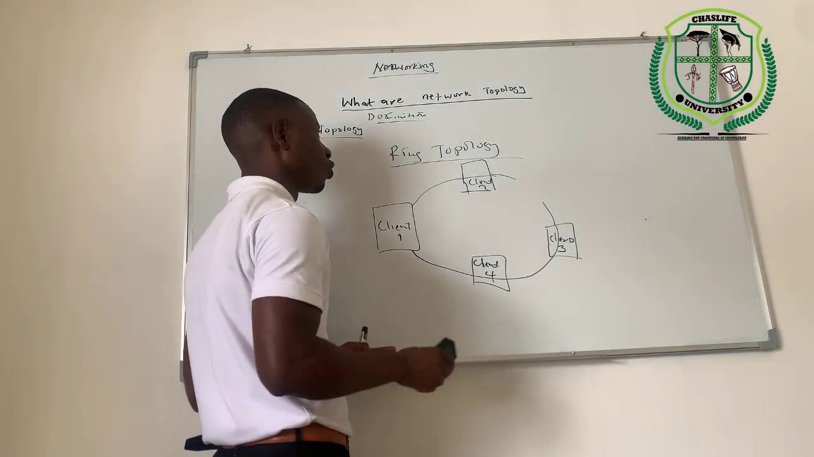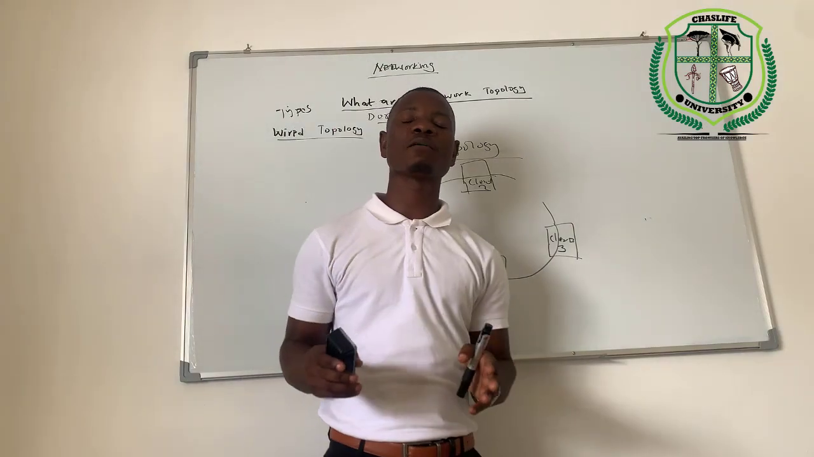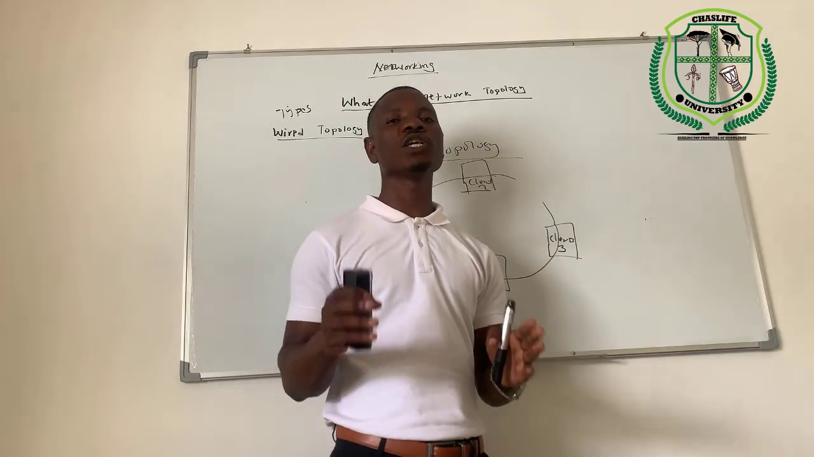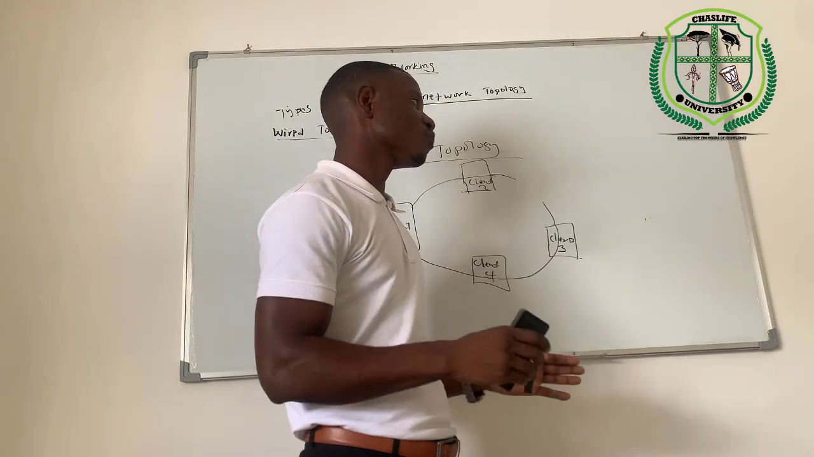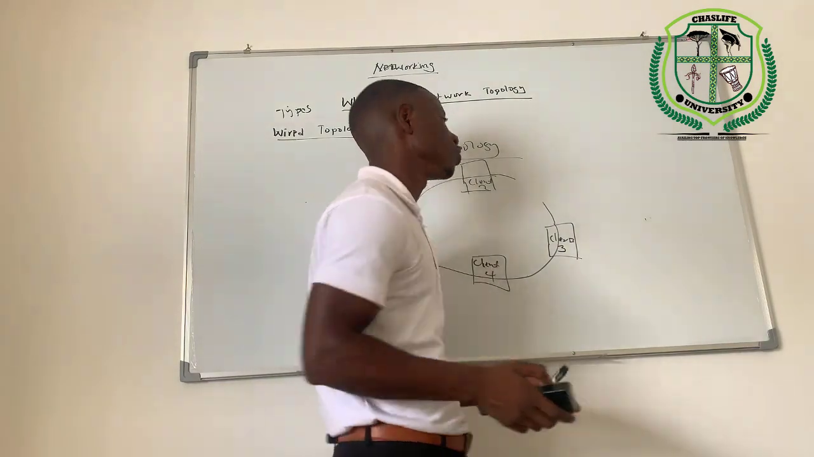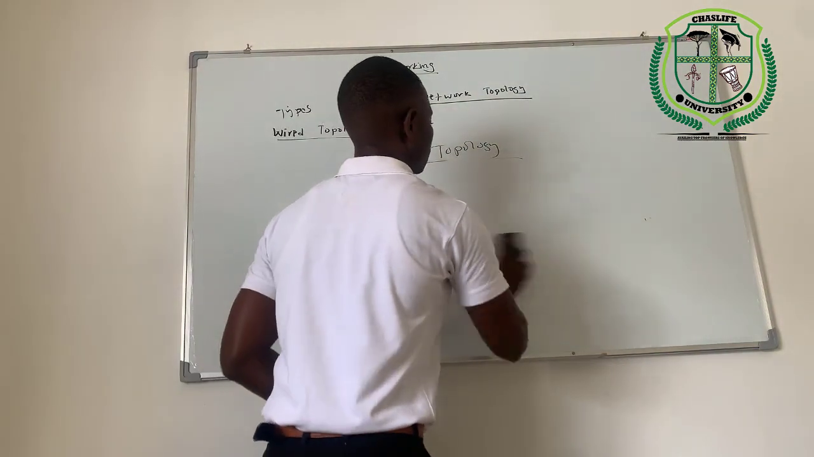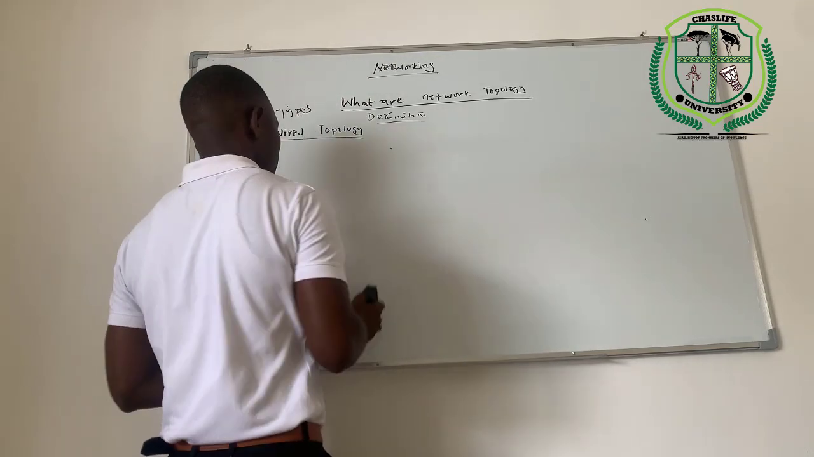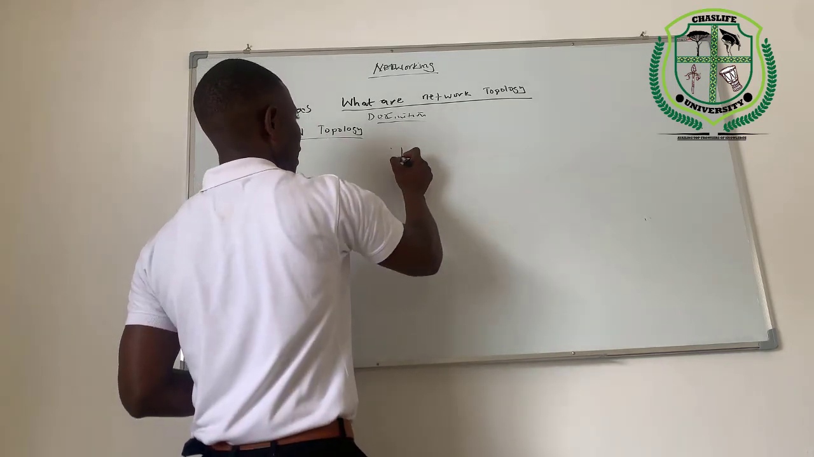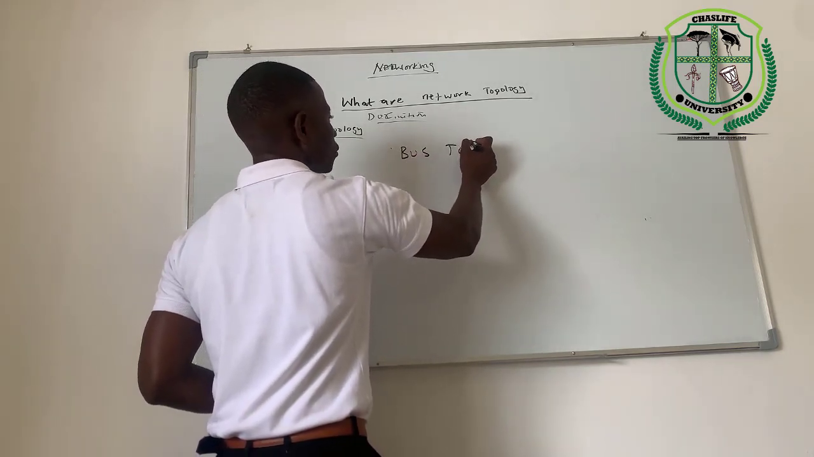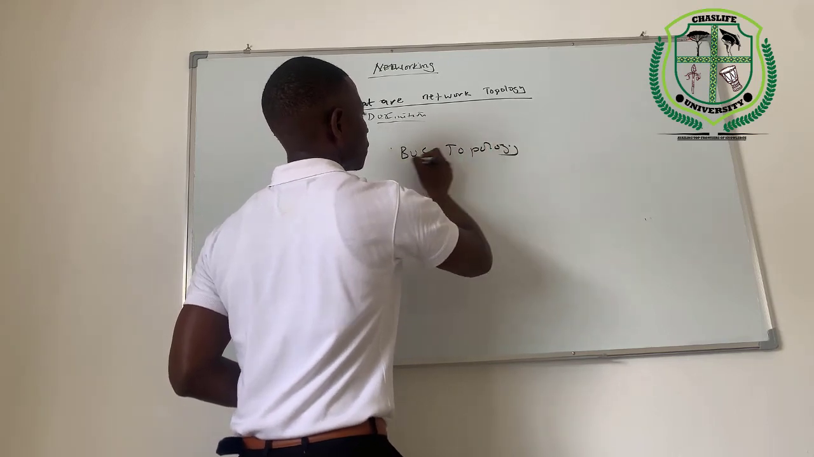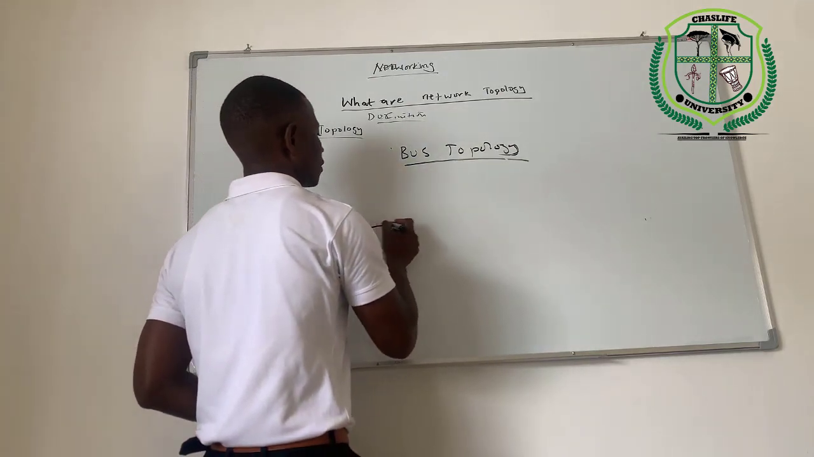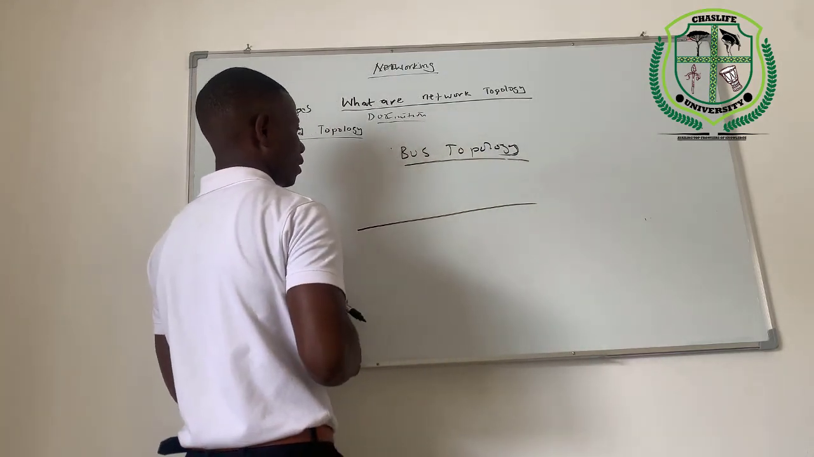That is star topology. Now let us proceed by looking at another type of wired topology, which is bus topology. So let us look at the diagram for bus topology. This is how it is arranged.